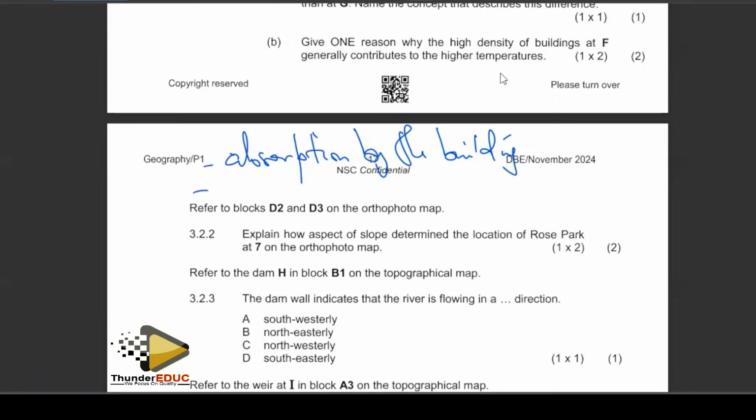And also, we can talk of reflective surfaces. The buildings have reflective surfaces, like glass and shiny surfaces. They do reflect the heat, which will also contribute towards higher temperatures in the built-up area. Then number 3.2.2 is talking about: explain how aspect of slope determined the location of Ross Park at 7 on the orthophoto map.